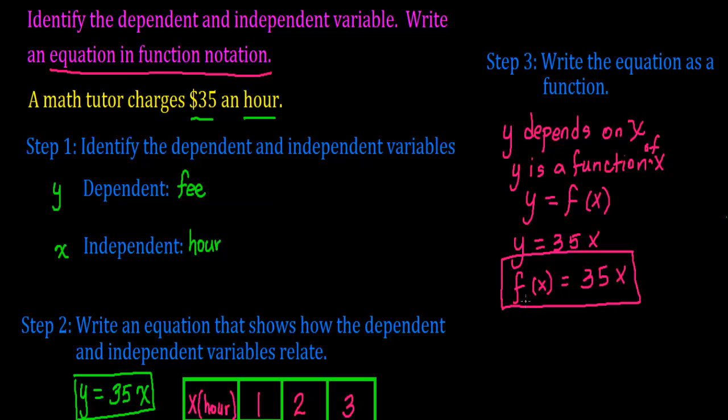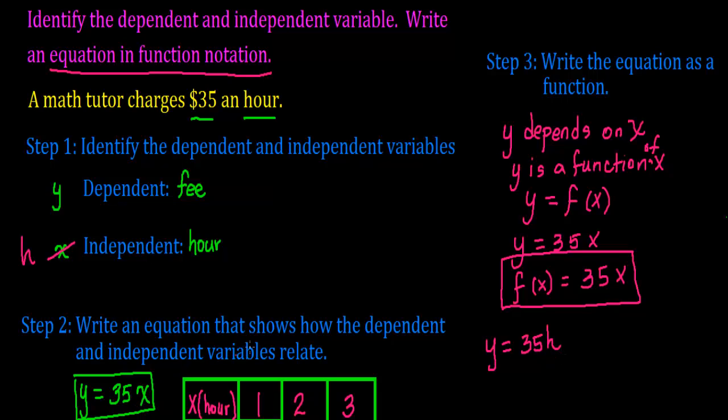Now, suppose that I did not use x as my variable for hours. Let's say I wanted to use h instead of x. You can do that too, okay? The important thing is that you know that h is the independent variable. So let's say I did use h. My equation would have looked like this. Y is equal to 35h instead of x. Okay, that's fine.